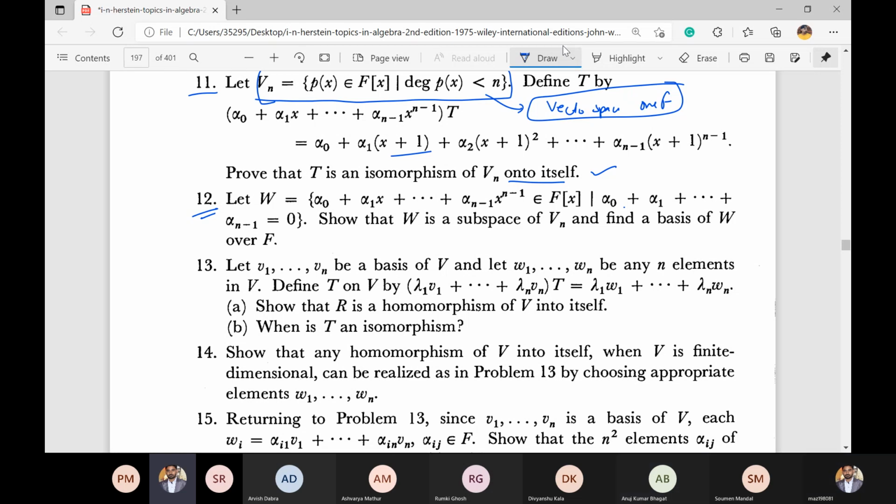Yes. Alpha n minus 1 can be written as minus alpha naught minus alpha 1 minus up to alpha n minus 2. Okay. So we will have a basis of the form 1, x, x square, up to x to the power n minus 2 and minus. Just please stop for 2 seconds.